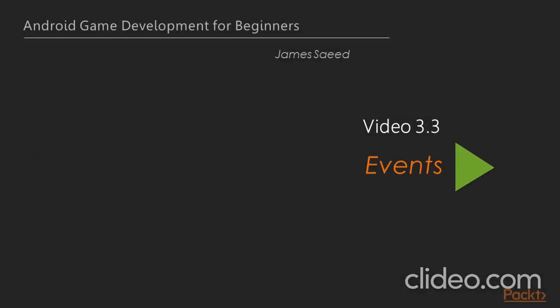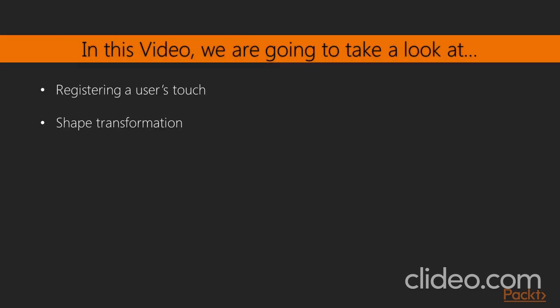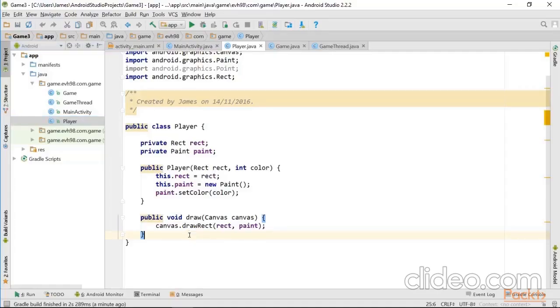In this video, we're going to have a look at registering motion events in our Android game. So we're first going to register whether or not a user has actually touched the screen, and if they touch and move around on the screen, we're going to transform our shape. So in our player class, we're going to want to add an update method now, along with our draw method.